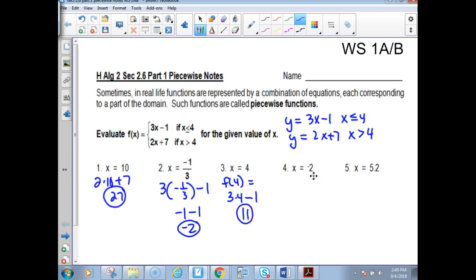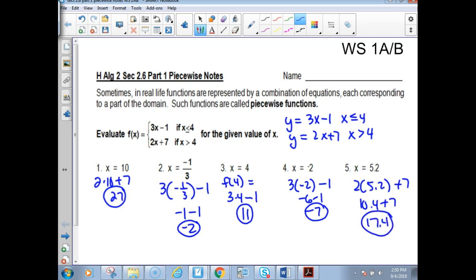X being negative 2 would satisfy the first inequality, x is less than or equal to 4. We have to plug into the first one again. 3 times negative 2 minus 1 would be negative 6 minus 1, which is negative 7. And the fifth one, 5.2 is greater than 4, so you must use the second equation. So we'd be doing 2 times 5.2 plus 7. That's 10.4 plus 7, so that's 17.4. Okay. Next section.